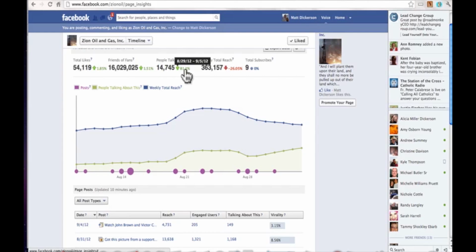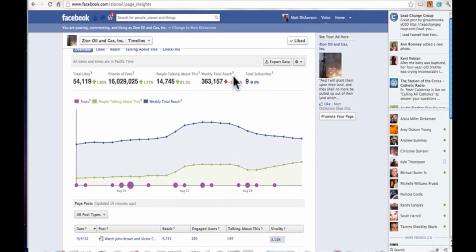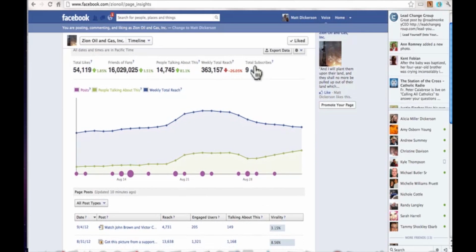81% growth over the last week of number of people talking about it. Our weekly reach went down a little bit. And there may be some reasons, and we can dig into Insights to find out what that is. And then a total number of subscribes, which we haven't really been harping on. This is just basically people that subscribe to your page that is not the people that like your page.